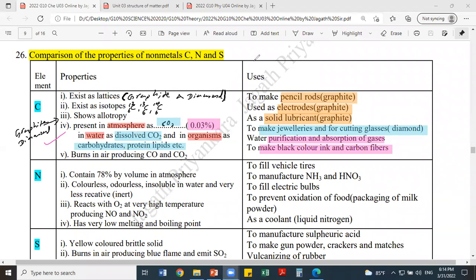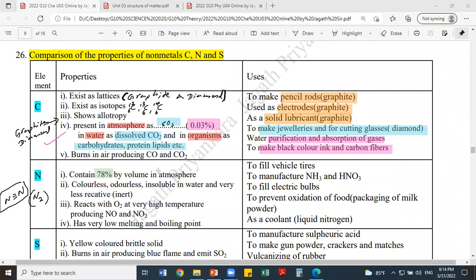If you take the element nitrogen, if you want to write here within brackets, nitrogen is available in the atmosphere as N2 gas. It's a diatomic molecule and there's a triple bond between the nitrogen atoms. There is 78% nitrogen by volume in the atmosphere. That is the most abundant gas in the atmosphere.